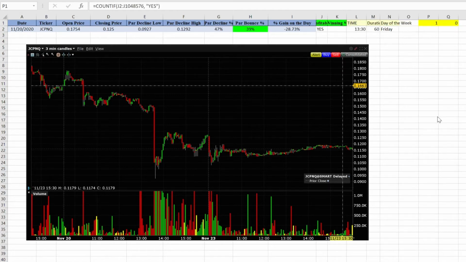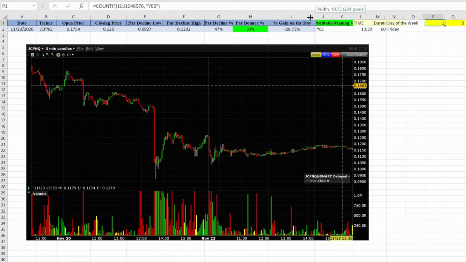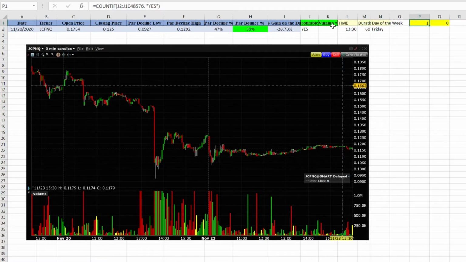Now after that, you want to create a few more cells where you count how many yeses you had in this column, and let me just squeeze it a little bit so you have more space. Yeah, how many profitable trades you had and how many negative trades you had. So the formula is here. It's COUNTIF statements. Again, all of these formulas you can find on YouTube if you're not familiar.